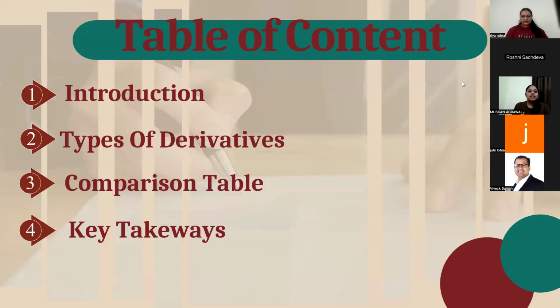So next slide please. Now we will see the table of contents, or what are the things that we will see in this presentation. First is introduction. Second is types of derivatives. In this we will see meaning, characteristics, and examples of different types of derivatives. Third, comparison table. In this we will compare all four different types of derivatives. And last is key takeaways. Next slide please.